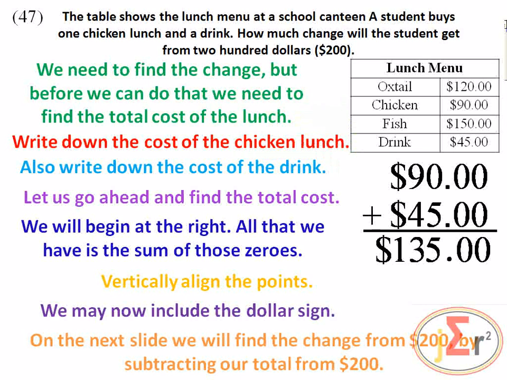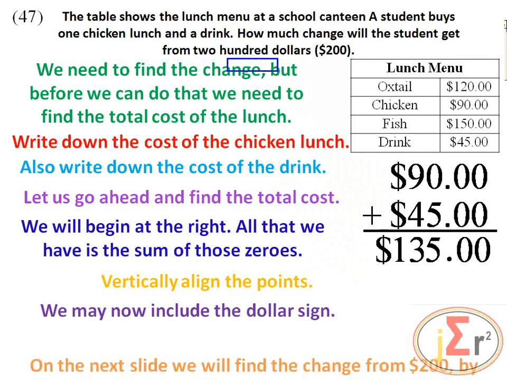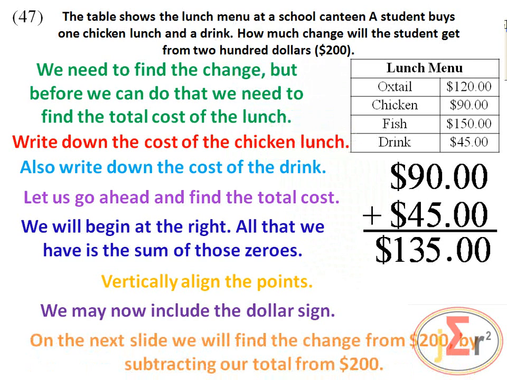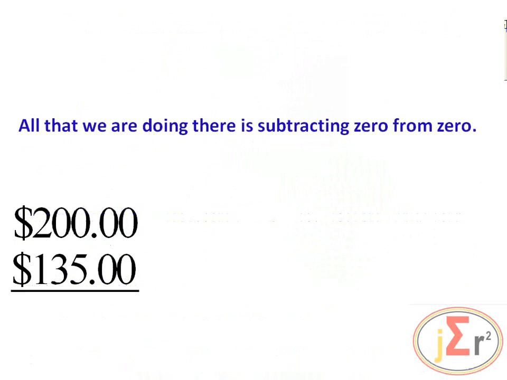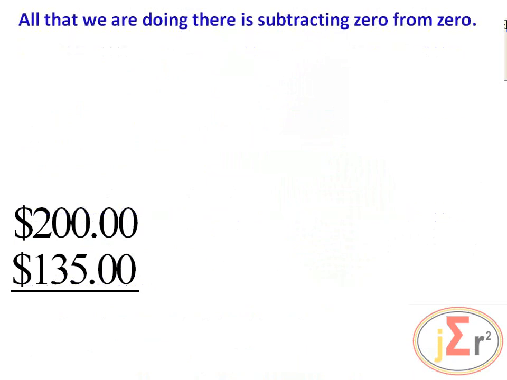On the next slide, we will find the change from the what? $200. We'll do that by subtracting our total from $200. And Jerry is saying that it is? $65. So Jerry would have made that calculation already.